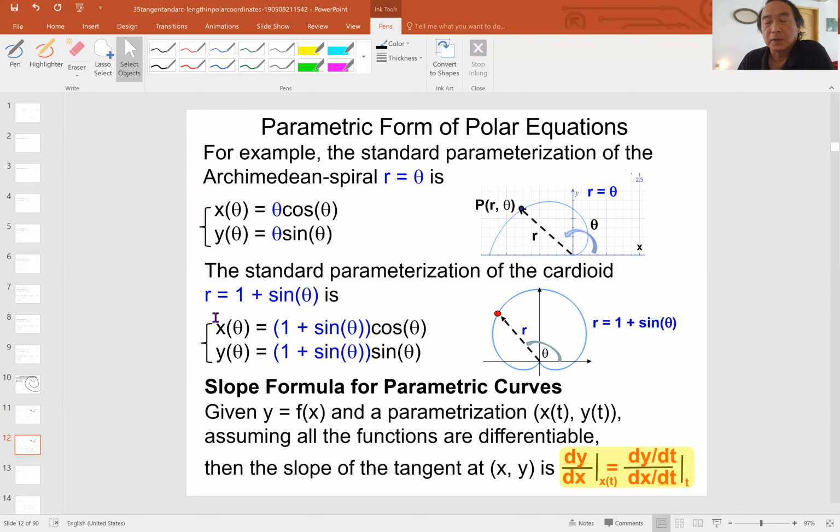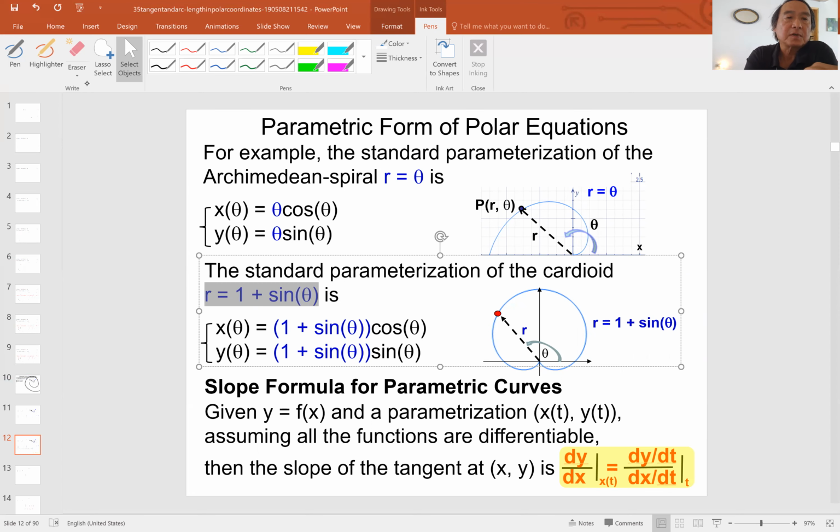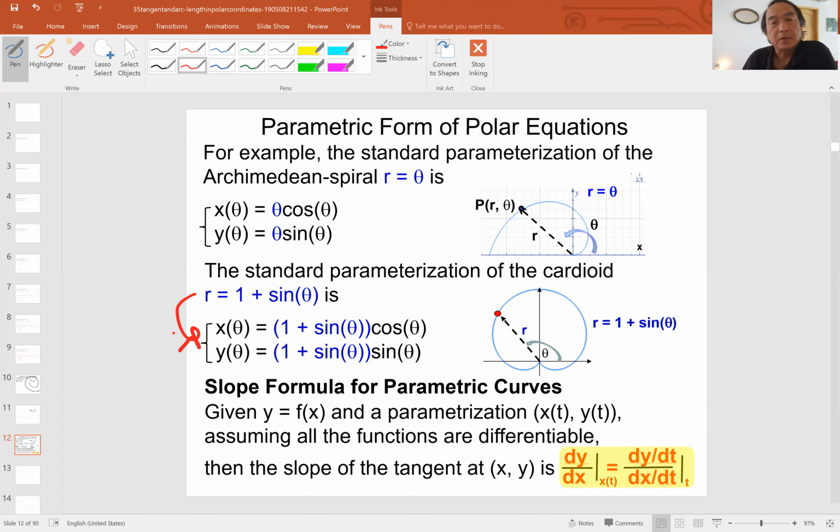Now we change the formula to investigate the tangent line of the polar curve. We put them first into parametric form. Why? Because from the last sections we know how to take the derivative of parametric forms, dy dx. Here's a problem: I have a tangent line right now, and I want to find the slope of the tangent line. The slope of the tangent line, of course, is delta y over delta x, the ratio of these two things.